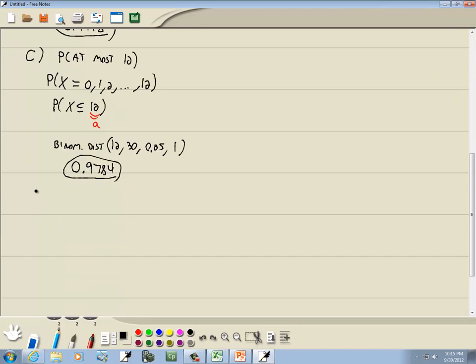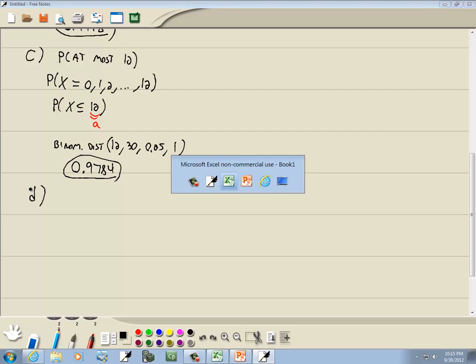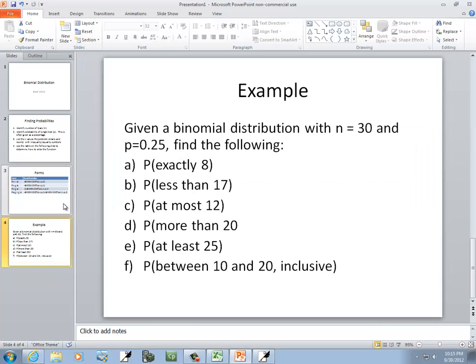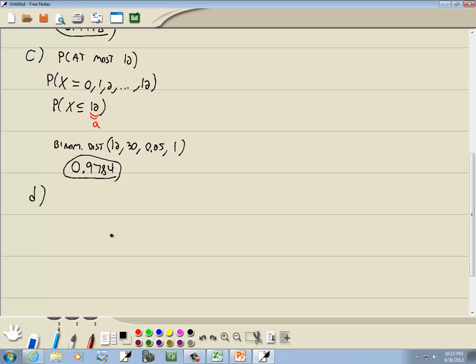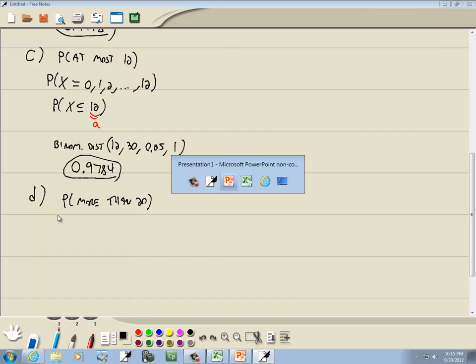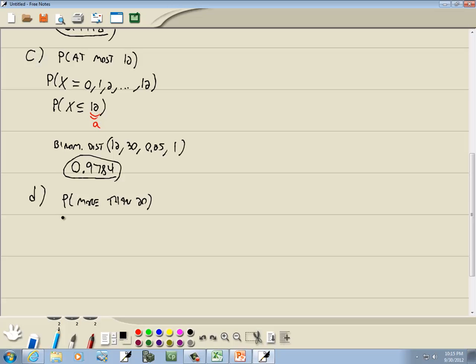Okay, D. More than 20, and I'm missing a parenthesis there, but oh well. So more than 20. Well, let's see, that's going to equal, let's list X values. More than means it doesn't include 20. So 21, 22, all the way up to 30.